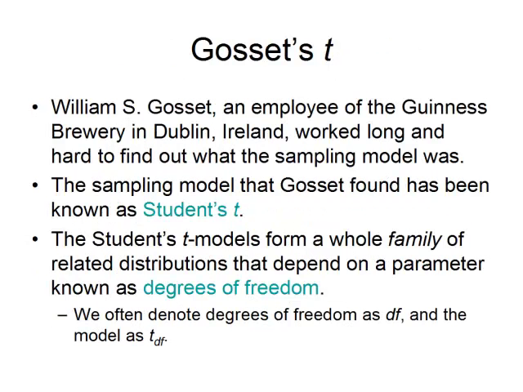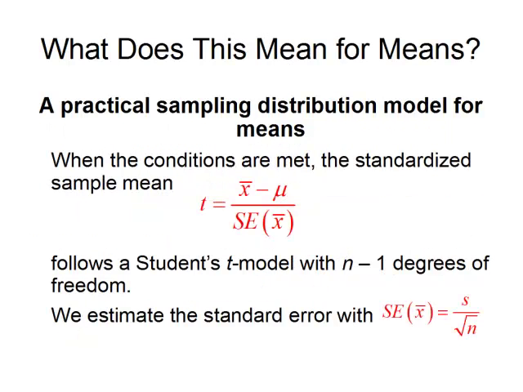William S. Gossett, employee of Guinness Brewery in Dublin, Ireland, worked long and hard to find out what the sampling model was. The sampling model that Gossett found has been known as Student's T. The Student's T models form a whole family of related distributions that depend on a parameter known as degrees of freedom. We often denote degrees of freedom as df, and the model as T sub df. When the conditions are met, the standardized sample mean, T equals x bar minus mu over the standard error, follows the Student's T model with n minus 1 degrees of freedom.